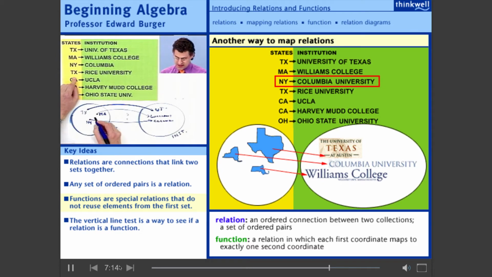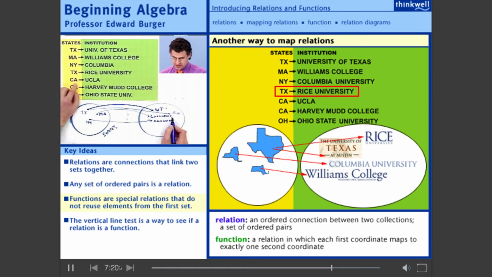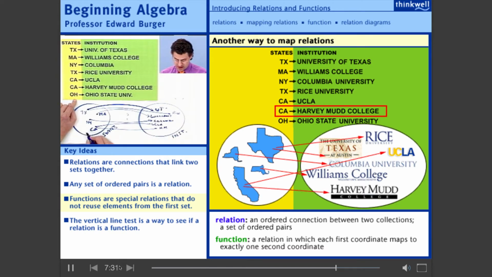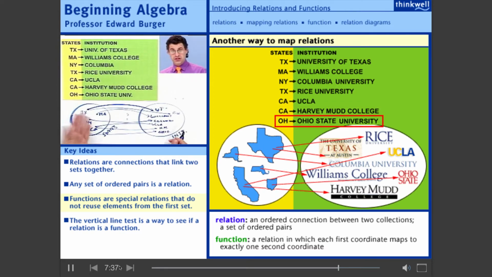Here's Texas again. And now it's Rice, different school. Here's California. Oops, California. UCLA. And then California again also goes to Harvey Mudd. And then Ohio, that goes to Ohio State. And to see if this relation is really a function or not, the question is, for each point here, is there only one arrow coming out?